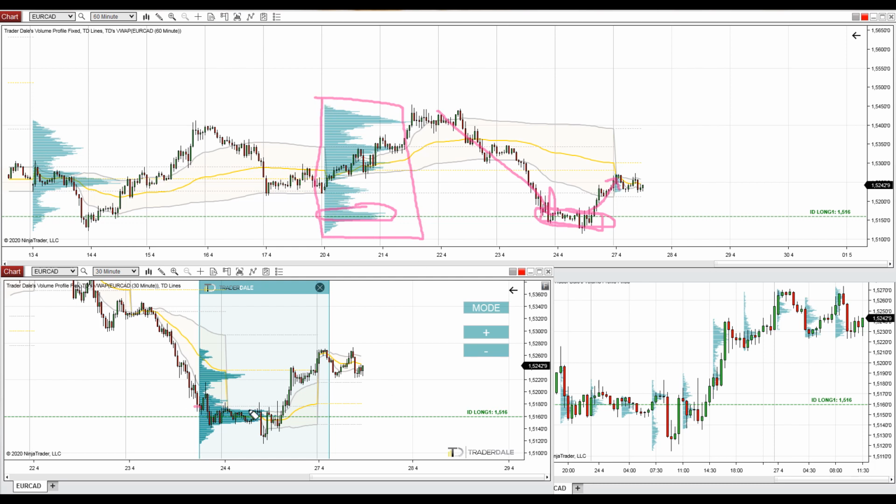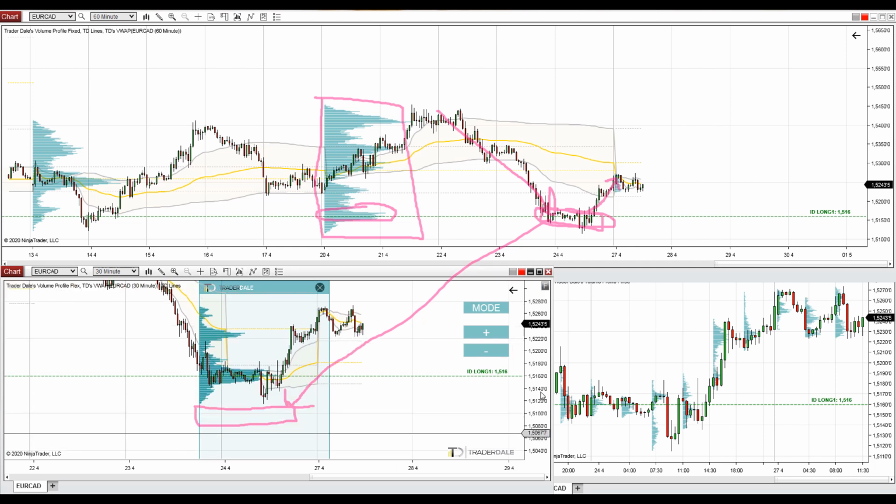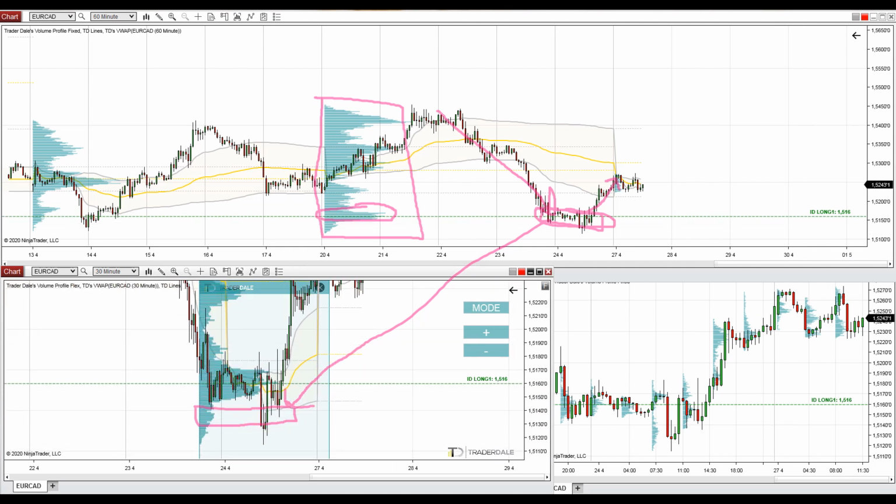So I used the flexible profile to look inside this rotation area, only on a 30-minute time frame. If I zoom it in a bit, you'll see that the level which I printed is at the point of control of this area. The heaviest volumes throughout this rotation were created at 1.5160, and from that place the strong buying activity started.